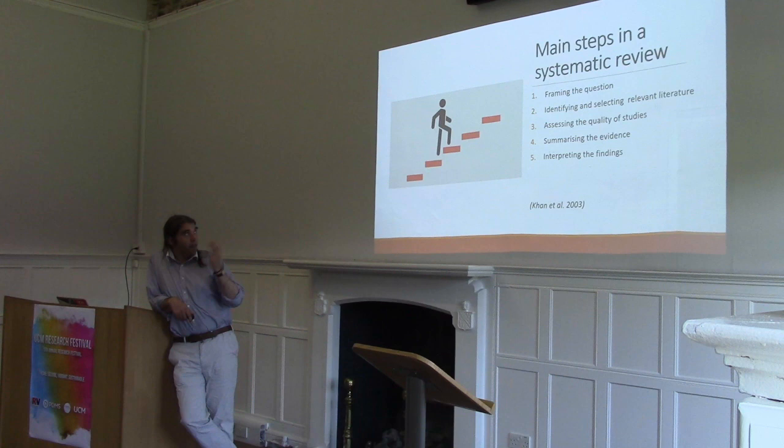So in doing a systematic review, you're framing the question, you're identifying the research that's existing, you're assessing the quality of them, you're summarising the evidence, and then you're interpreting the findings. And you're doing those basic steps in any literature review. We'll do those in a narrative one as well.